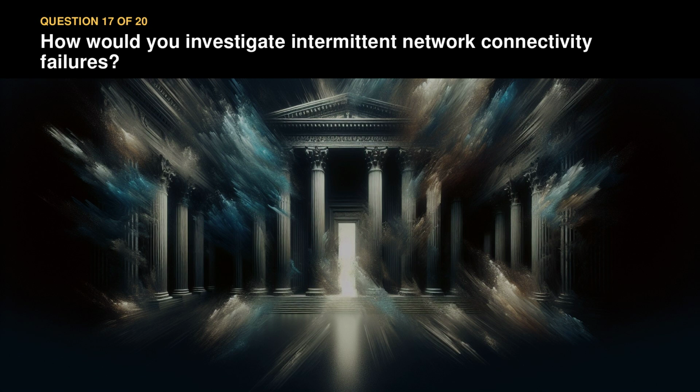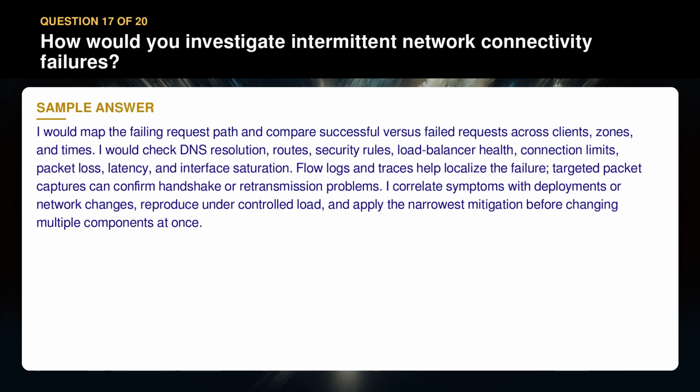Question 17. How would you investigate intermittent network connectivity failures? I would map the failing request path and compare successful versus failed requests across clients, zones, and times. I would check DNS resolution, routes, security rules, load balancer health, connection limits, packet loss, latency, and interface saturation. Flow logs and traces help localize the failure.